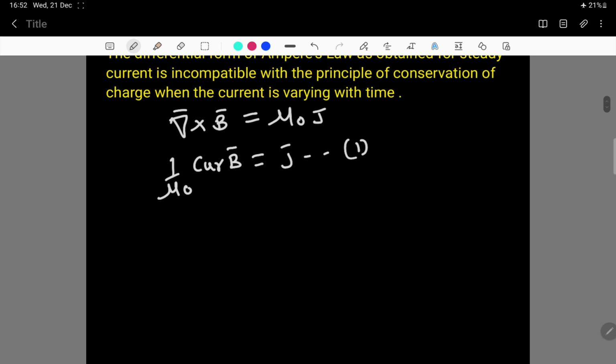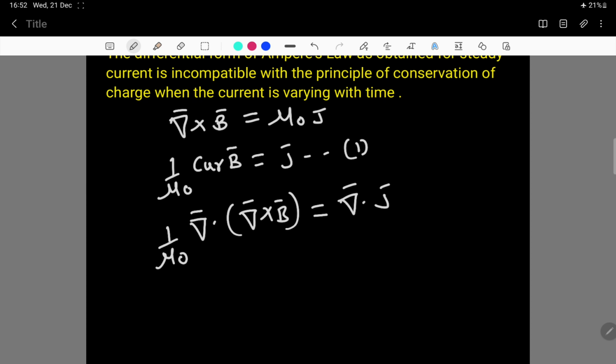Now, take the divergence of both sides of equation 1. So we have 1 over mu naught del dot curl of B, which is the same as del cross B, equals del dot J.